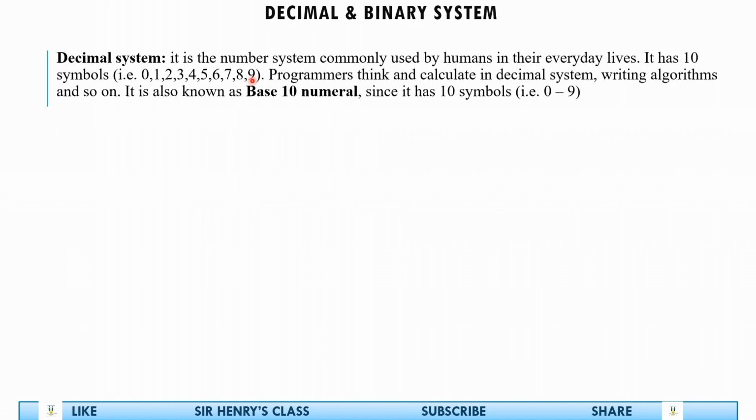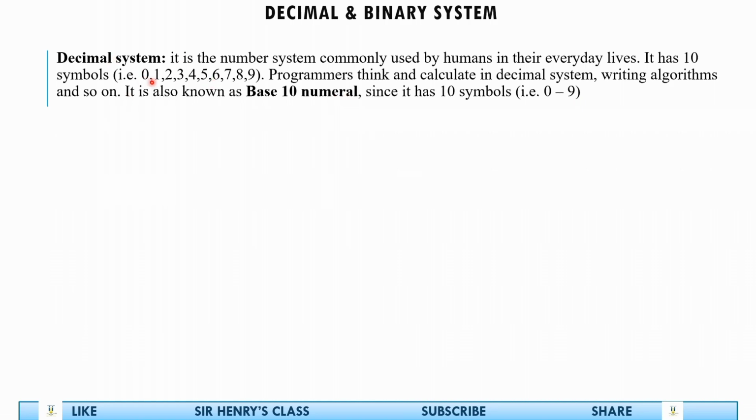This decimal system is what we use in our daily life for counting, for monetary value checking, for writing algorithm, for so many things. They are the normal numbers we use, from 0 to 9. Programmers think and calculate in decimal system, writing algorithms and so on. Algorithm is a step-by-step approach that is used to solve a problem or solve a task. We'll look at that some other time. So it's also called the base 10 numeral system, and it has 10 symbols.